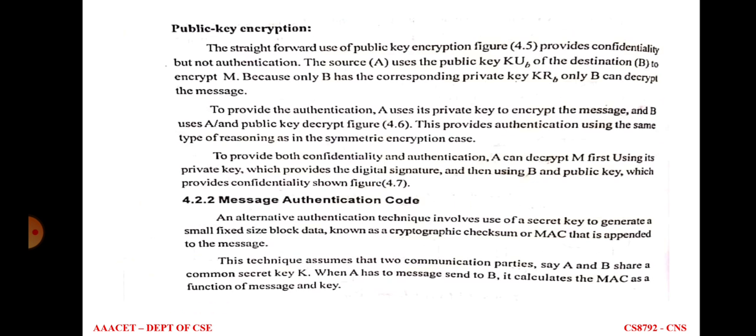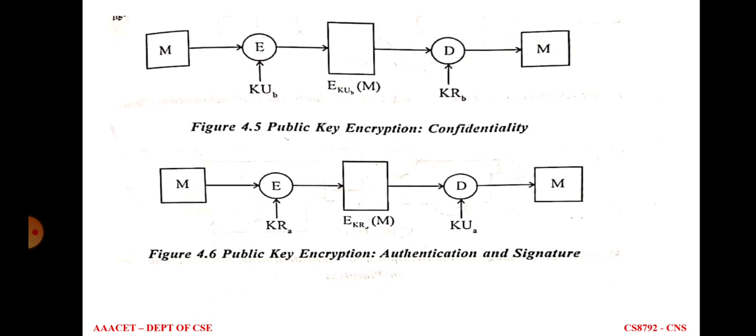So in the first diagram, the source A uses the public key value KUB. You know what KUB is? That is the public key value of, in the suffix they are giving B. B is nothing but destination. In case they give small a, that is the source key value. So the message is encrypted in the first diagram by using the public key value of the receiver, the destination part. So the receiver decrypts the message by using their own private key value. So in this manner, they have maintained only the confidentiality.